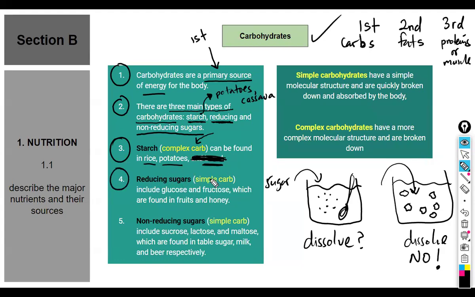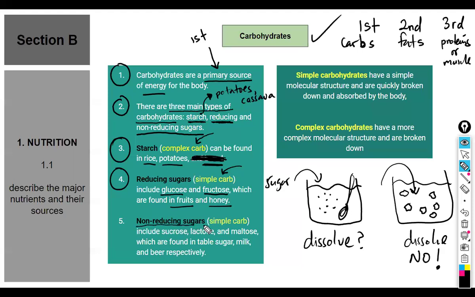A reducing sugar is something that you call a simple carbohydrate, including glucose and fructose, which is found in fruits and honey. There are many different types of sugars. A lot of people, when they hear the word sugar, automatically think of the sugar that they put in their tea and coffee or in a cake. But there are many, many different types of sugars out there.